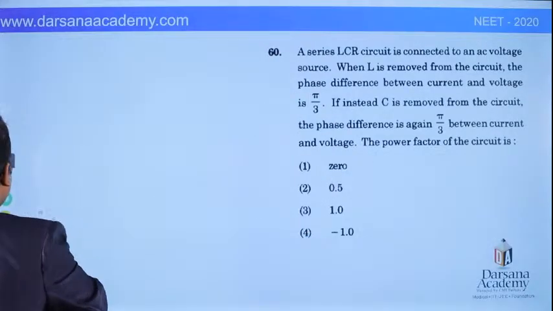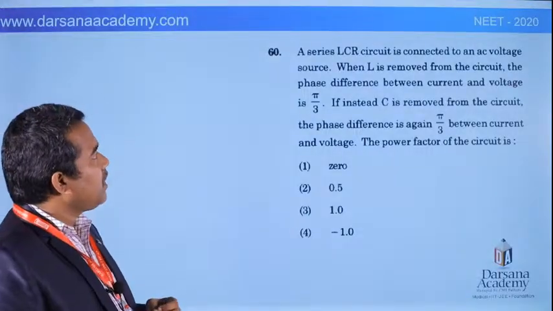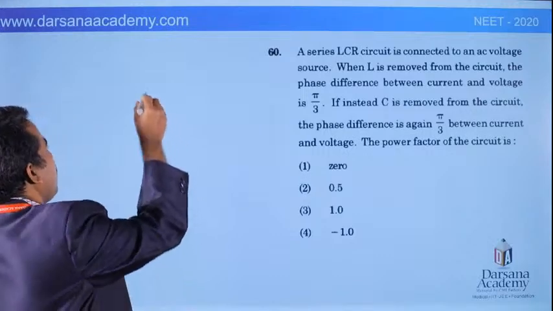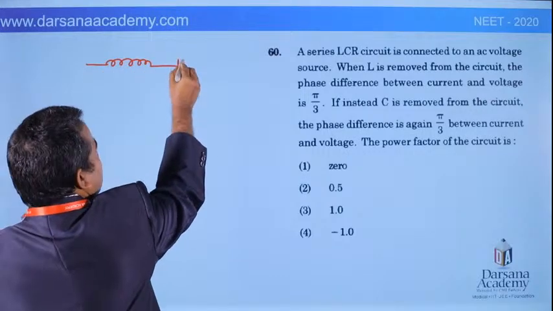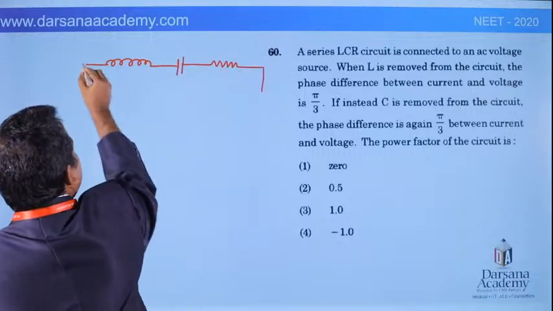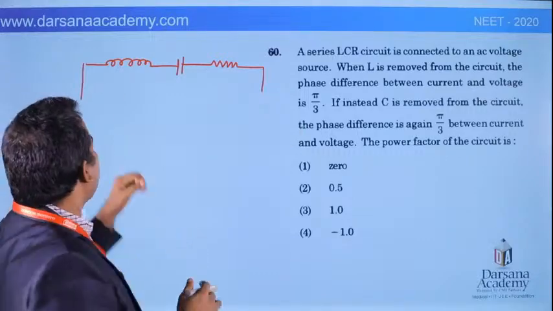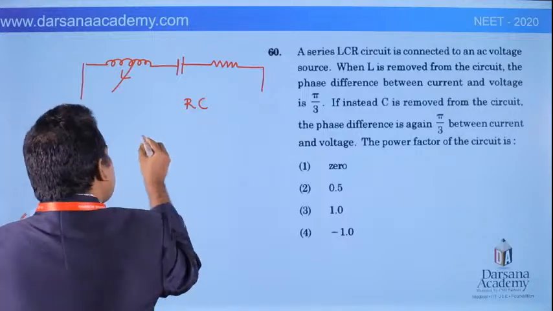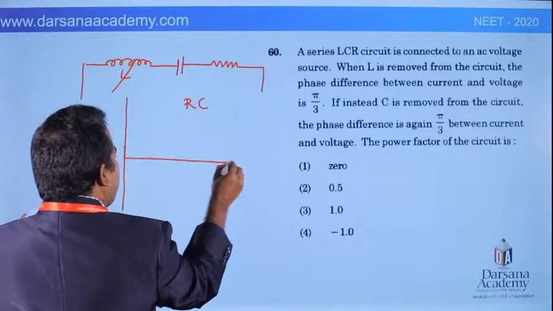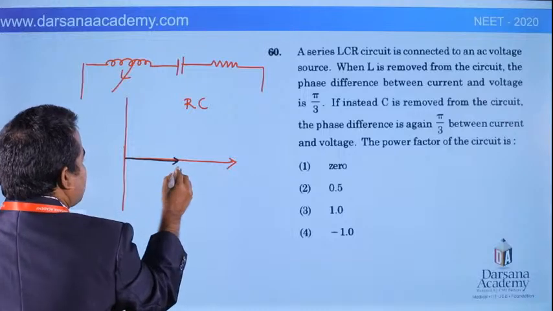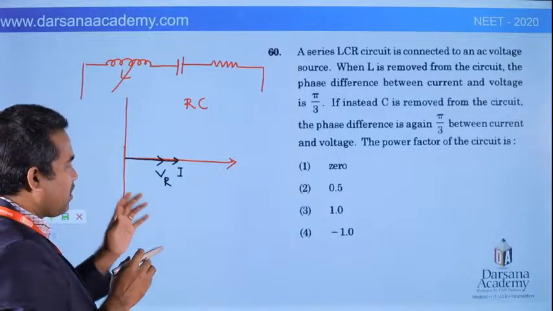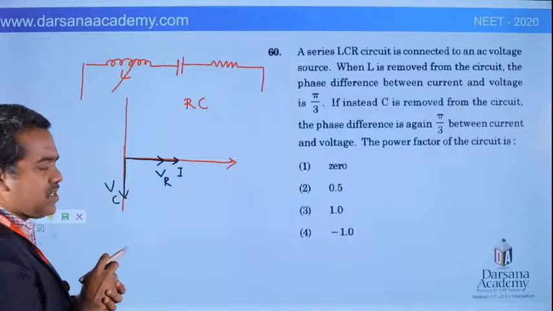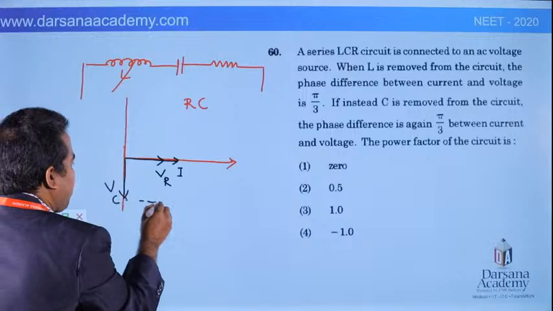A good question is waiting from SG. A series LCR circuit is connected to an AC voltage source: an inductor, a capacitor, and a resistance network. When L is removed from the circuit, it becomes an RC network. If we analyze the phasor diagram, it is very important. See, the current through the resistor and the potential across the resistor we can mark like that. And here the capacitance is there, the voltage across the capacitance is like this. So we have to find its value.